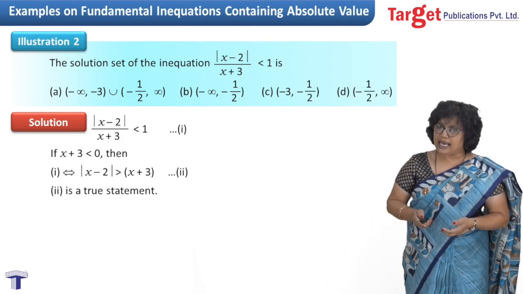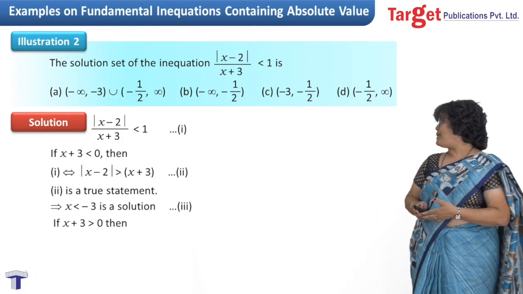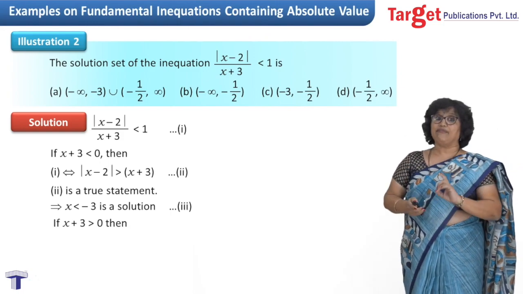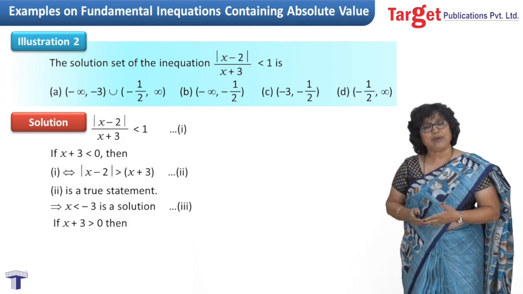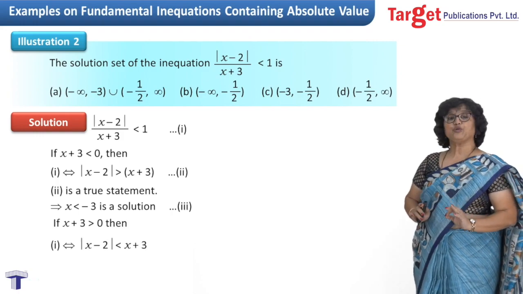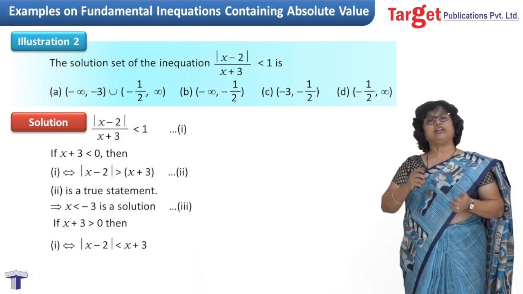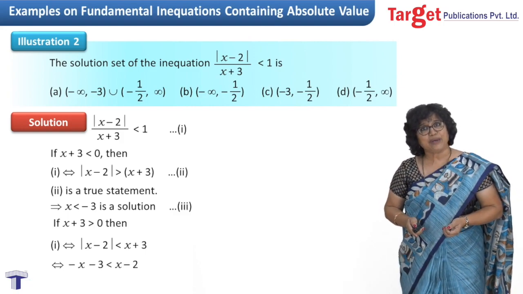Now we go to the next and take the second case as x plus 3 greater than 0. If x plus 3 is greater than 0, am I not free to multiply by x plus 3 on both sides? Yes, I will not bring any sign change and I get absolute value of x minus 2 less than x plus 3, which is clearly of the form absolute value of x less than a. And we know the solution was between minus a and a. So I will have x minus 2 greater than minus x minus 3.